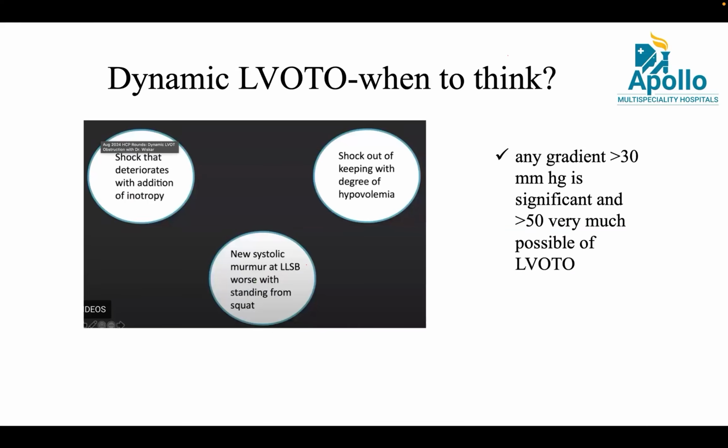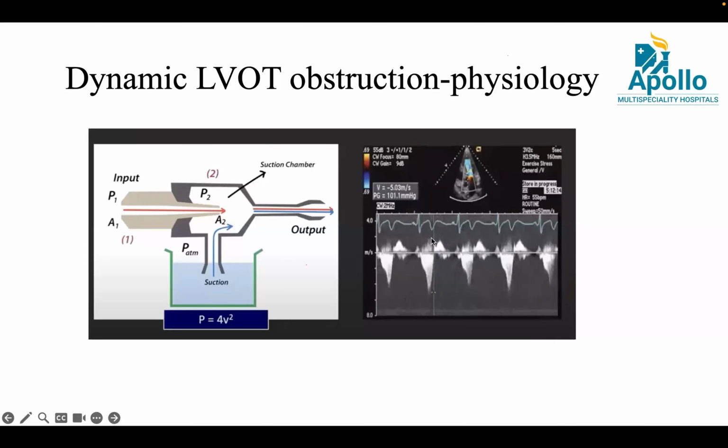Any gradient beyond 30 is significant, and it is very simple to measure. If you just measure the Vmax, the maximum velocity, that will give you the pressure gradient by the formula 4V squared. Generally the range is 2.5 to 4. If your Vmax is more than 2.5, they are at risk of LVOT obstruction.